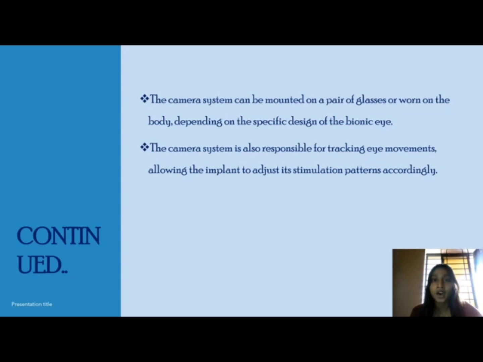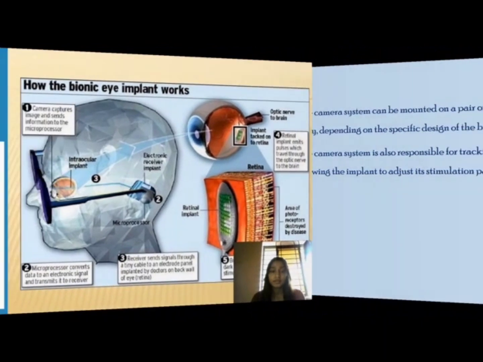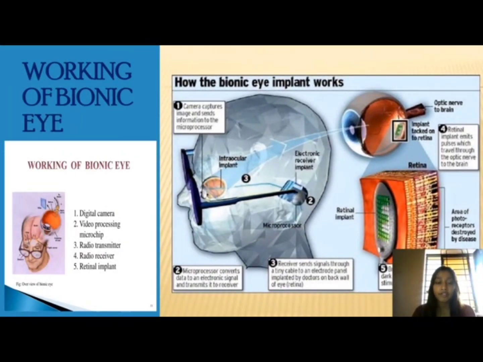Let's move on to the working of a bionic eye. A bionic eye mainly consists of a digital camera, video processing microchip, radio transmitter, radio receiver, and retinal implant. Let us see how the bionic eye implant works.